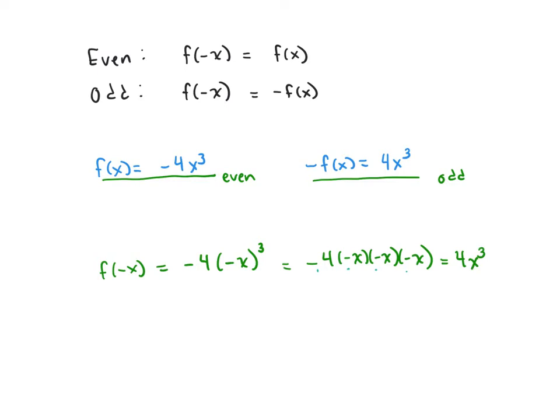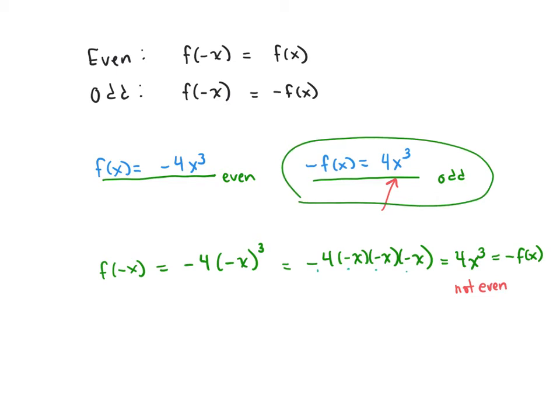Now 4x to the third is not the same as the original. It is not negative 4x cubed. So it's not even, because the original, remember, was negative 4x cubed, and we are missing a negative sign. But it is exactly the opposite of our original function, because we said the opposite of the original function was this. So this is an odd function.